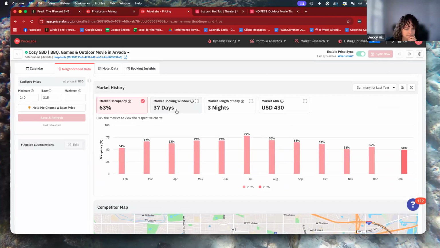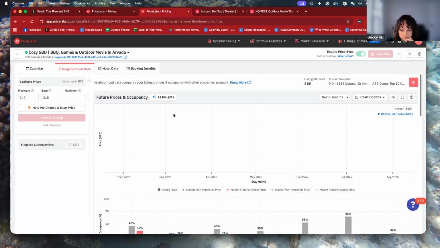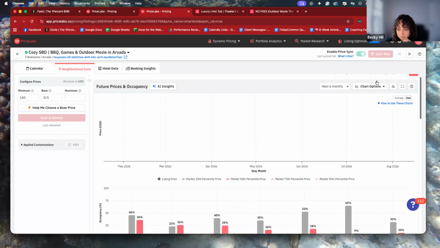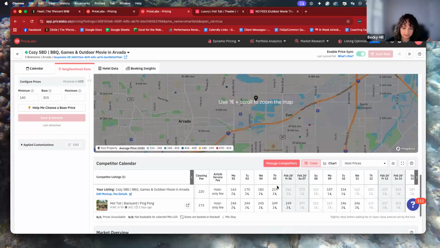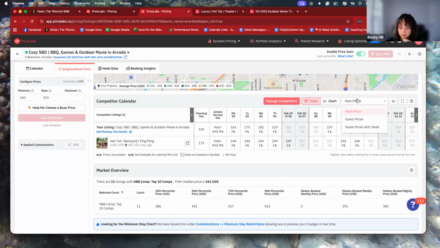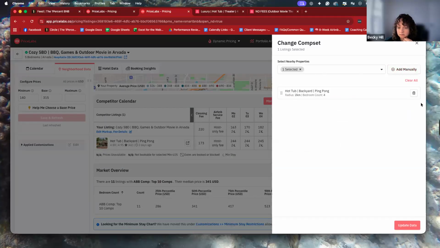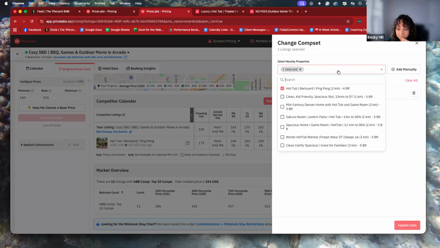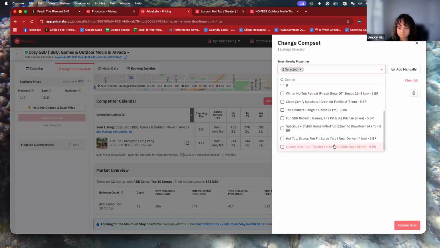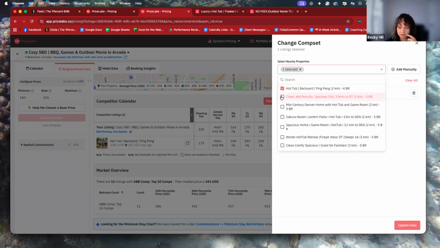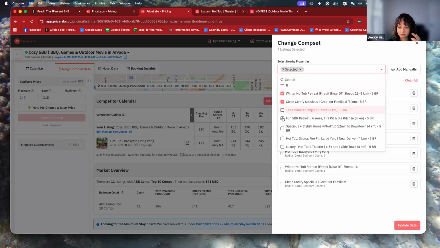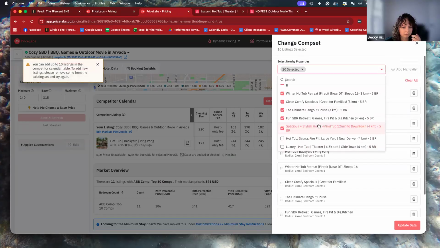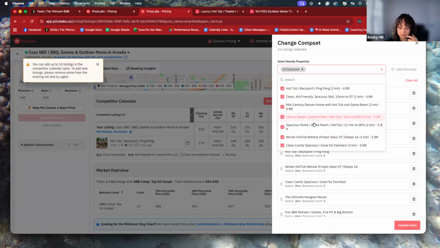Can also come down here. Anyways, all this information then is based off of that. You also have this down here. Manage competitors. Did not automatically add that comp set. Oh. It has the properties here that we just added in. So these are all the ones from the comp set that we added. All right. 10 plus a few on there.